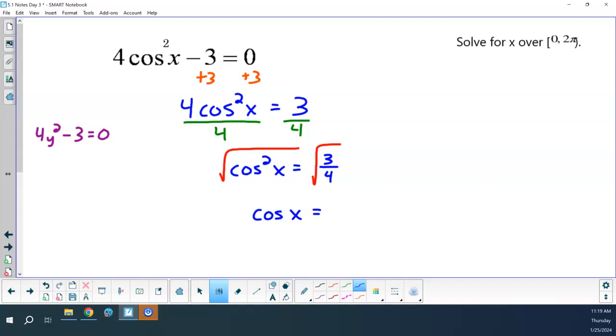Because we're solving and we're taking a square root, we have got to add that plus or minus. If we don't add that plus or minus, we're only giving half of the answers. Okay?